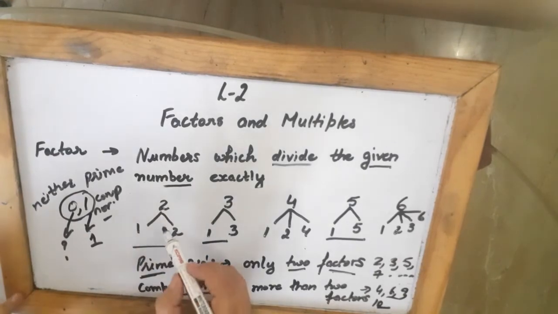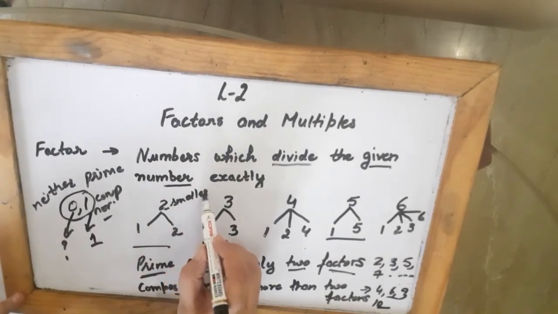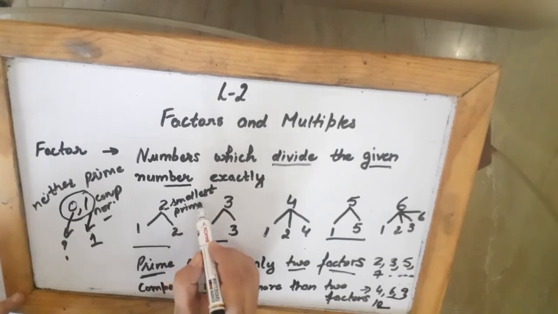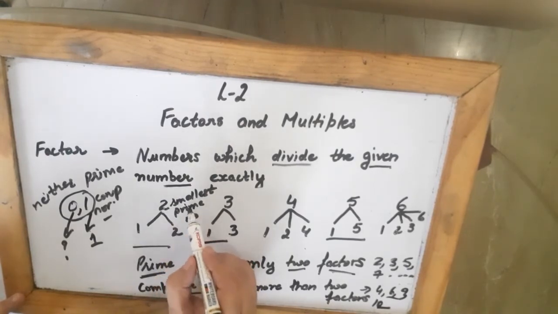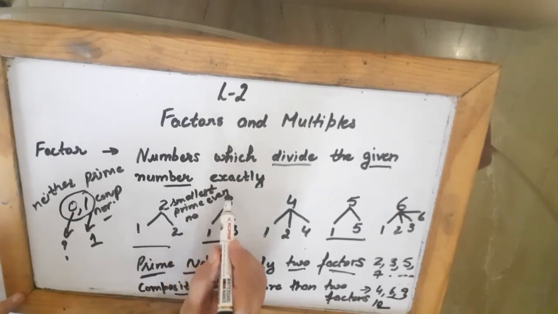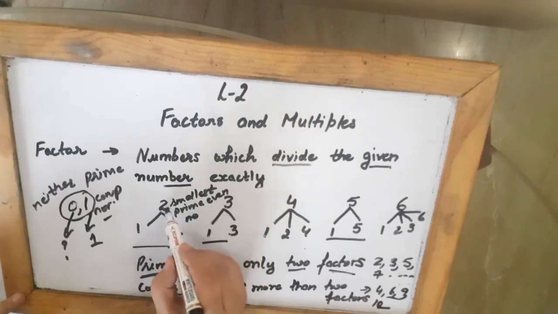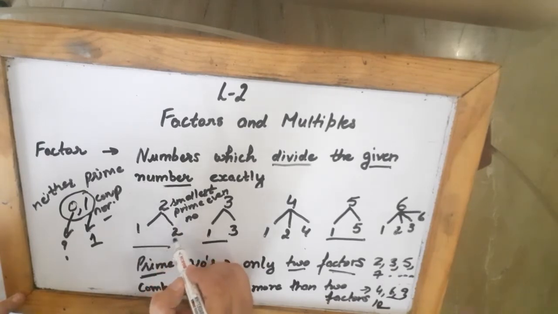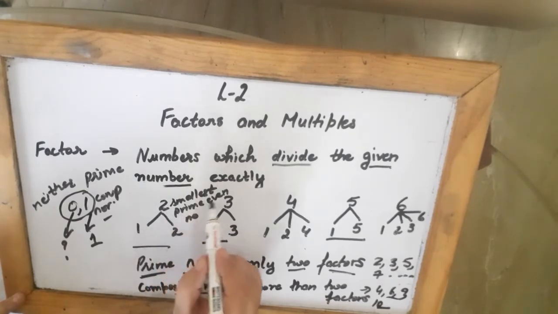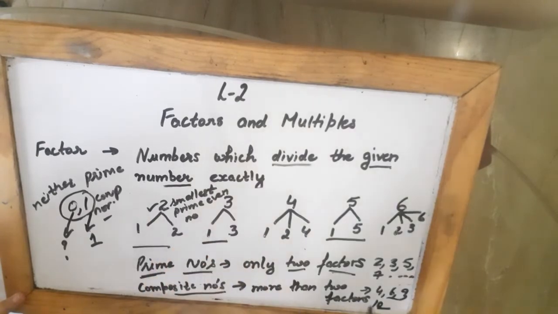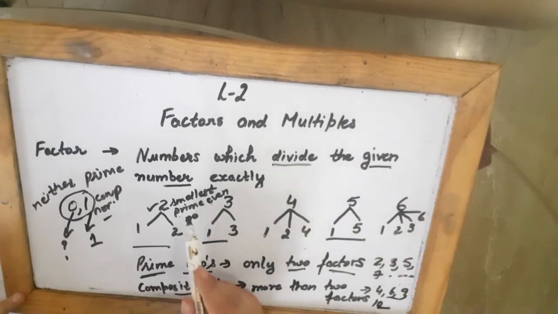Now we start from 2, and 2 is the smallest prime number. It is the smallest prime number, and it is an even number also. What are even numbers? Those which are multiples of 2, which go in the table of 2. Now 2 goes in the table of 2 also: 2 ones are 2. So 2 is the smallest prime and even number, while all other prime numbers, as you can see, are odd. So 2 is the only number which is even and prime also.